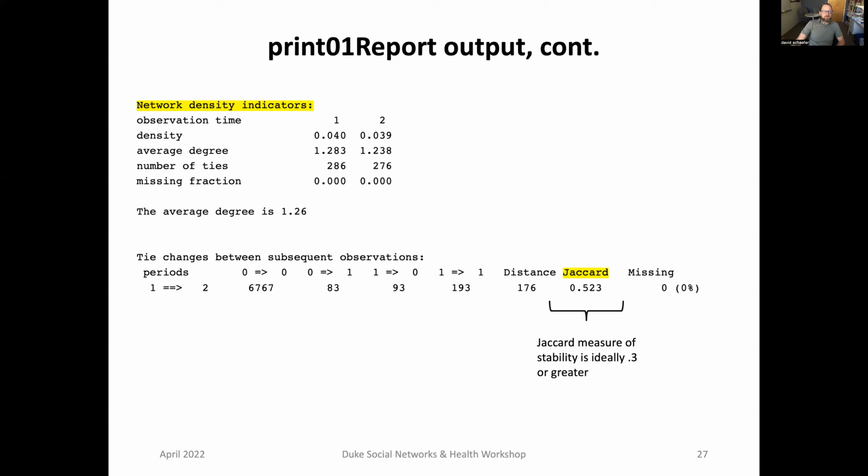Okay. All right, we've got reports of how many ties there are, density, missing ties, and then change over time. And again, we want to pay attention to the Jaccard, which is the proportion of ties observed at either point in time. How many of those are constant across time? We ideally want that to be greater than 0.3 or 30%. Here we well exceed that. So we've got sufficient stability to be able to model the network.